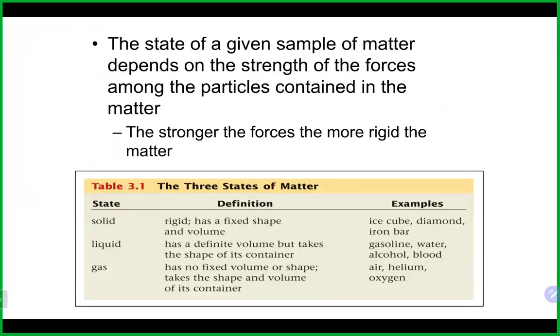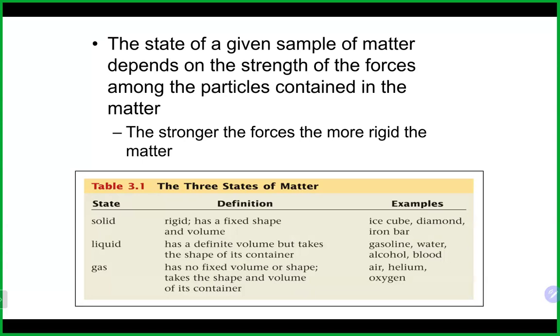So again, from your book, a table of some of the values that we see there. Solid again, rigid, fixed shape and volume. Liquid has a definite volume and takes the shape of the container, and obviously our gas. The stronger the forces, the more rigid the matter is. And that is the idea.